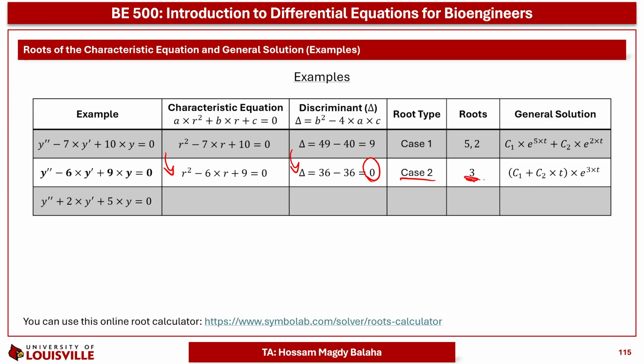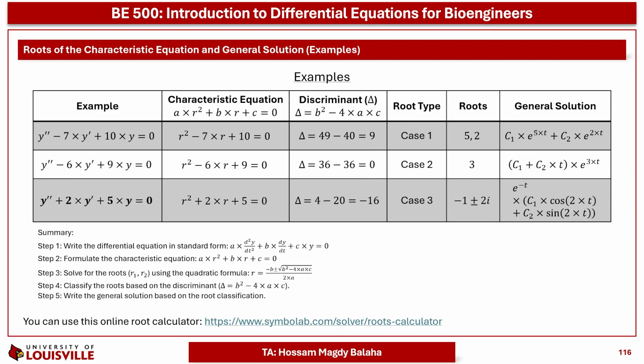You will get it to be 3. And based on that, you will get a general solution like that. The third example, substitute to get the characteristic equation. From it, find the discriminant, it's negative. So you are in case 3. You have complex roots. Substitute in the quadratic formula to get these roots. Then you will get the general solution that looks like that.